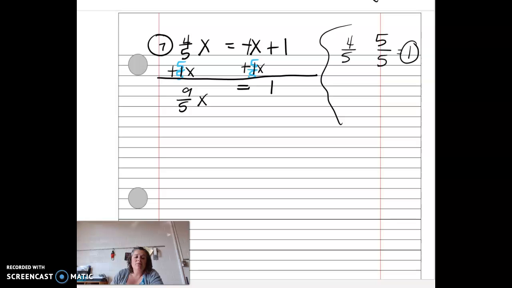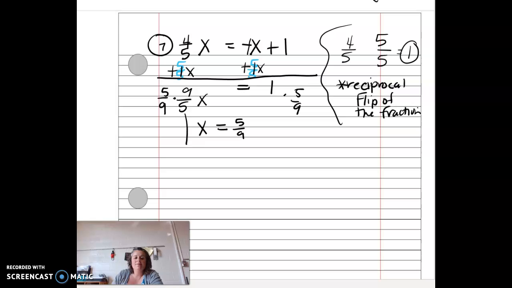Now the thing is that we have to get rid of the 9/5 because I want to know what is 1 bag. So to do that, as we did before, we want to multiply by the reciprocal. Reciprocal is the flip of the fraction. So I'm going to multiply by 5/9 both sides. So I end up getting 1 bag is equal to, well, 1 times 5/9 is 5/9 of a coin. So a partial coin.